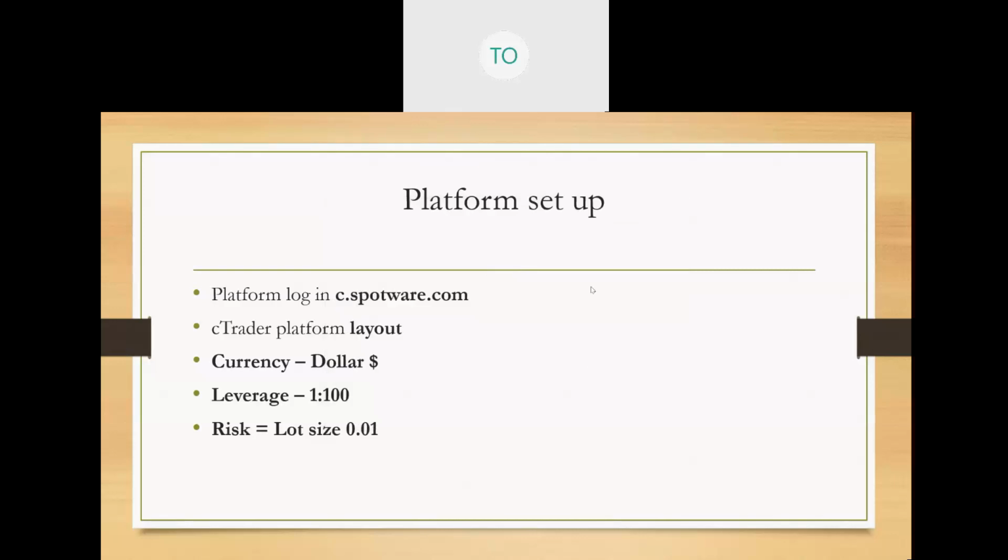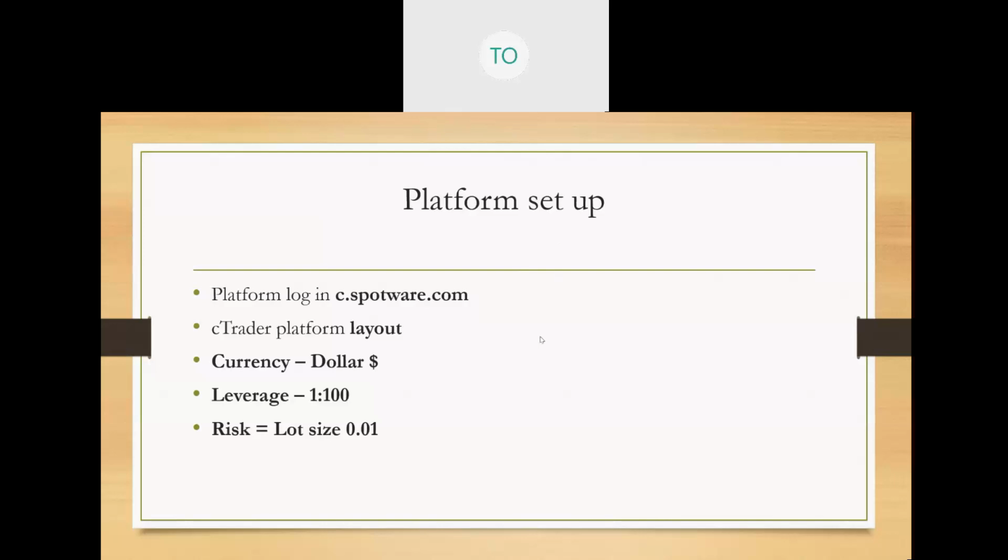Of this is to make sure the setup you have for your trading. I want you to pick a currency, and that currency needs to be in dollars. Okay. Then I want you to pick a leverage of 1 to 100 and a risk lot of 0.01. Okay. You can ask me questions later, but I'm trying to preempt these things, so I'm explaining them as I go.